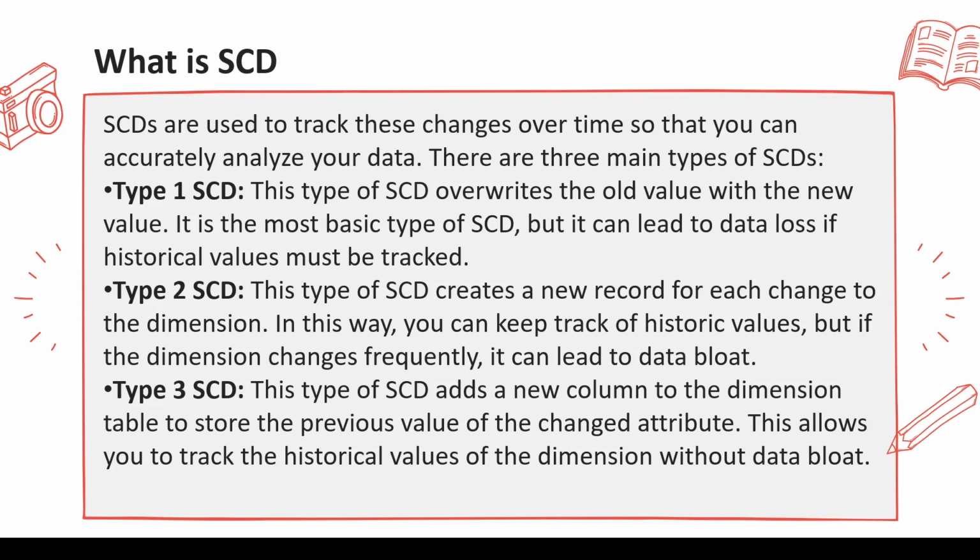Now SCD type 3: this type adds a new column to the dimension. The table stores the previous value of the changed attribute. This allows you to track the historical value of the dimension without data bloat. Because so many rows are increasing, you want an easier method, and the easier method is to just maintain one previous value. So this value is right now X and it has become Y. The disadvantage here is you can't find out all the historical changes.